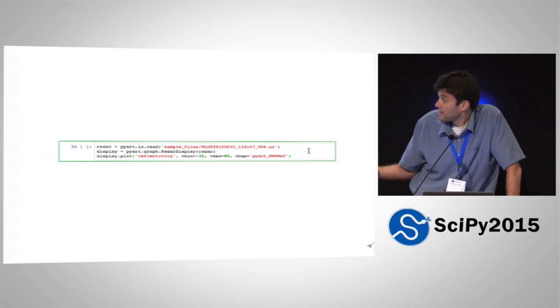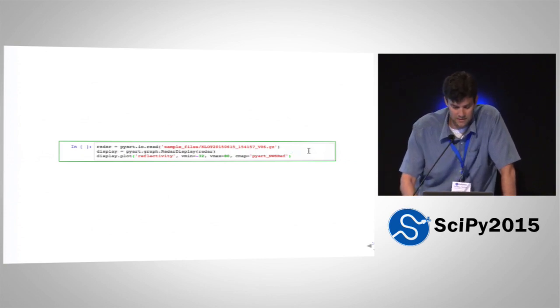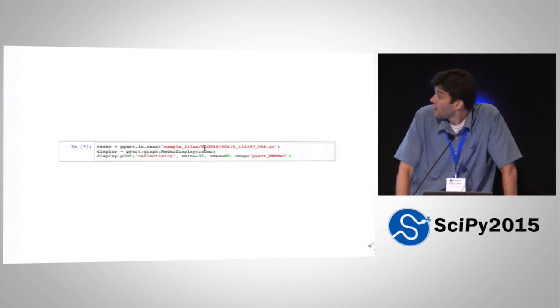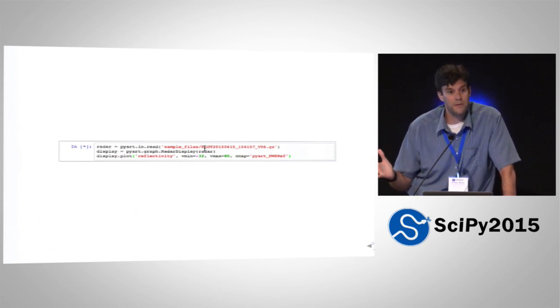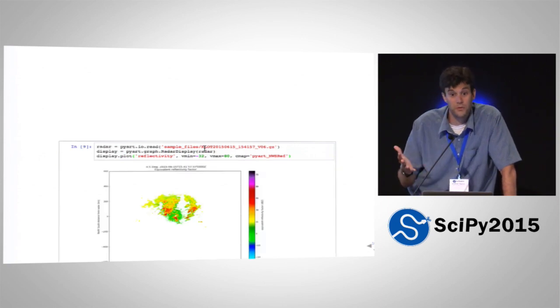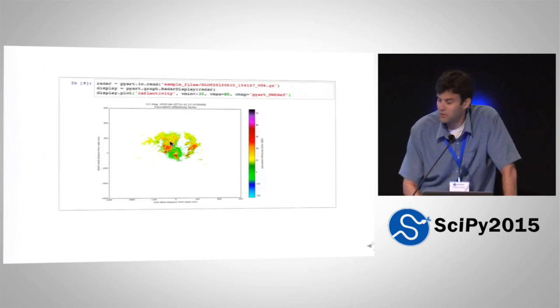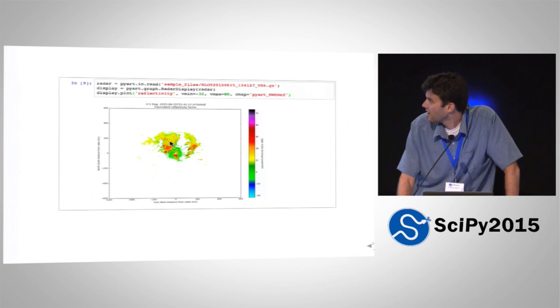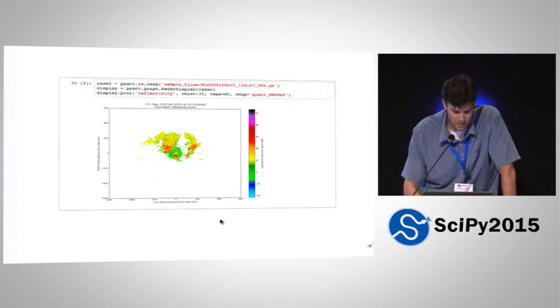So in PyART, we can read Level 2 data too. The syntax is the same. So this is the same sweep from the radar near Chicago, but this is full resolution. So you can see some more finer details if you look carefully.